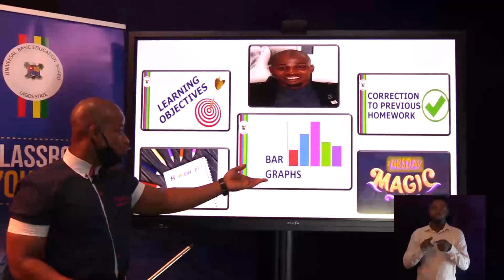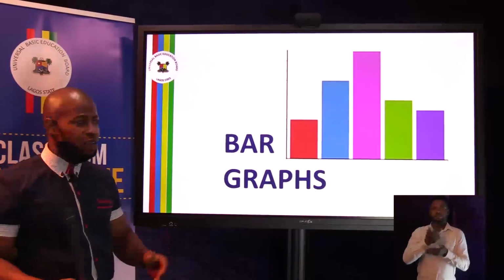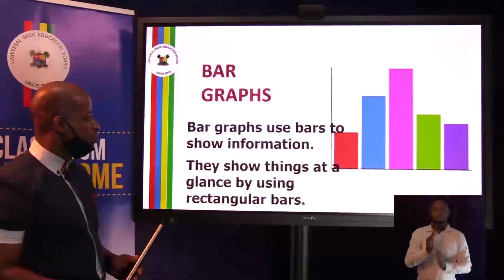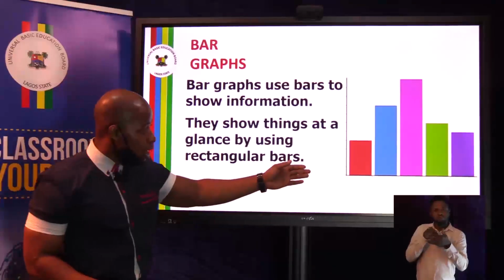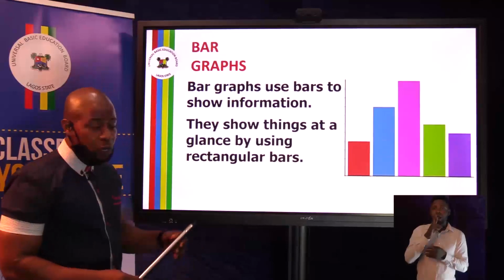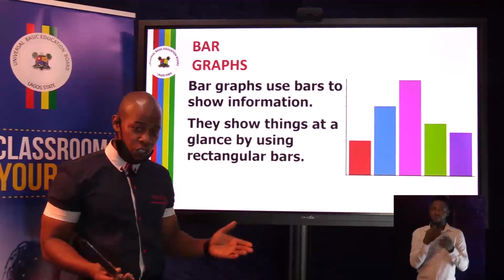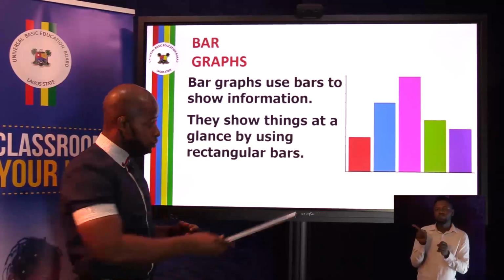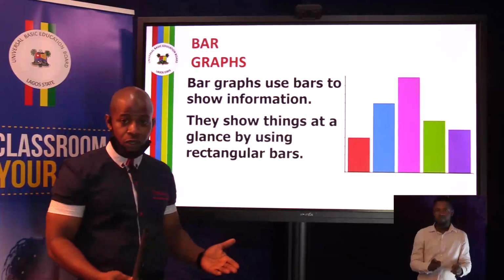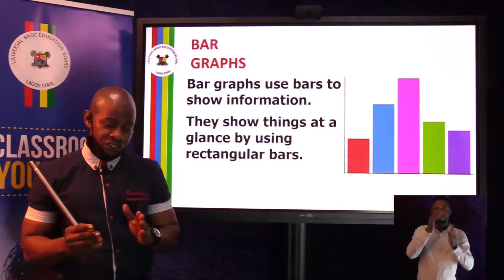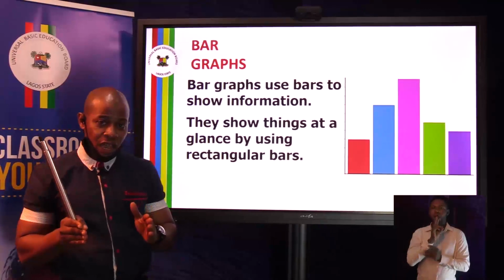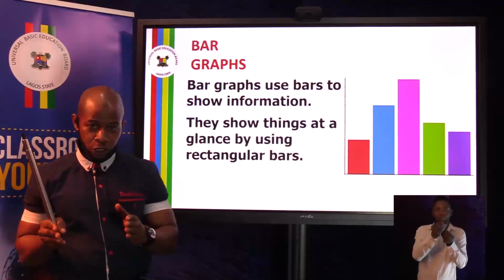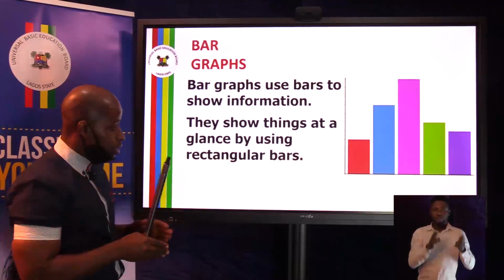So we'll move right into bar graphs. What exactly are bar graphs? I want you to take a moment and study this diagram. You see that they are made up of a particular type of shape. What shape would that be? It's a rectangle. That is exactly what bar graphs are. Bar graphs are used to show information using rectangles.